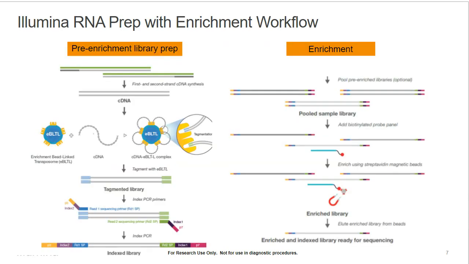So let's take a brief look at the workflow now. Here we have an illustrated look at the full library prep workflow, starting with the pre-enrichment library prep on the left, followed by the enrichment workflow on the right. The pre-enrichment workflow features tagmentation of the cDNA with eBLTL beads rather than fragmentation of RNA before cDNA synthesis. For the enrichment workflow, we then pool the libraries before going into enrichment and capture of our regions of interest.